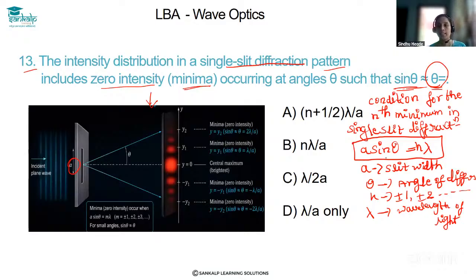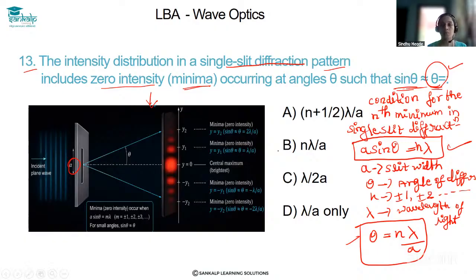So this is the standard expression, A sin theta is equal to n lambda. The given thing is sin theta is very small, so we consider it as theta only. In this expression, sin theta is nearly equal to theta. Substitute those things, the expression becomes A theta is equal to n lambda. We want theta here. Theta is equal to n lambda by A. So the correct option is option B, n lambda divided by A.